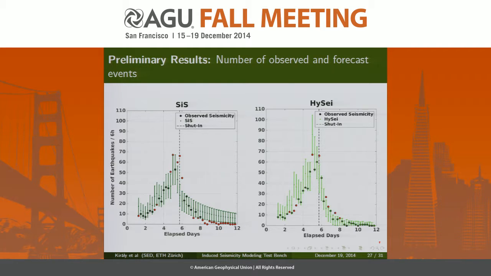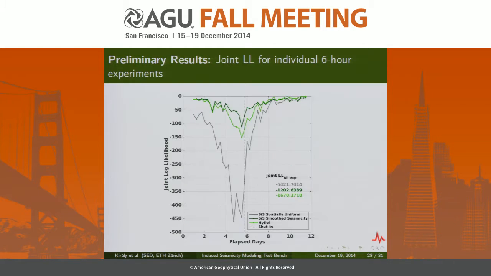Another thing we can see here is the late post-injection period. For the CIS model, the model systematically over-predicts the number of earthquakes. However, the high psi model during this late post-injection period captures quite well the number of earthquakes.